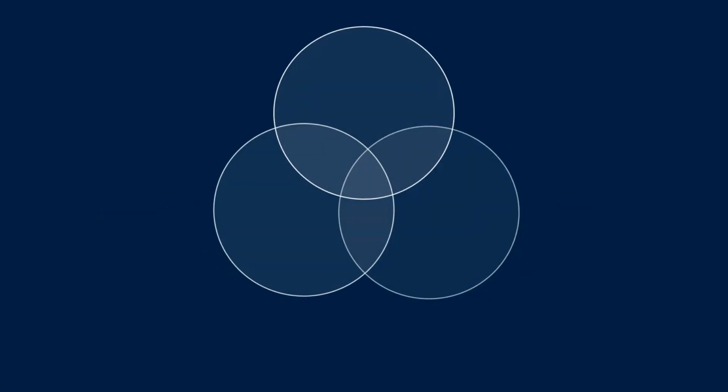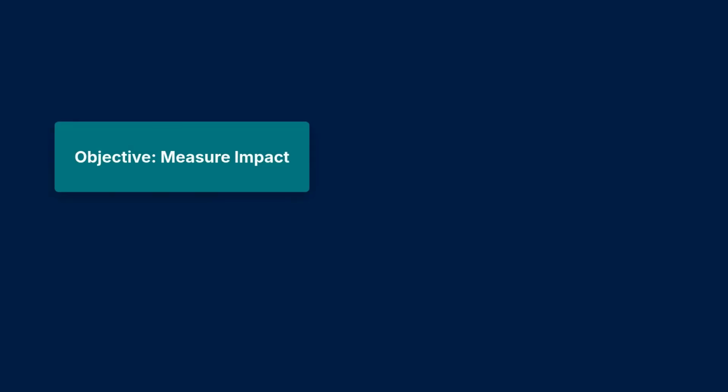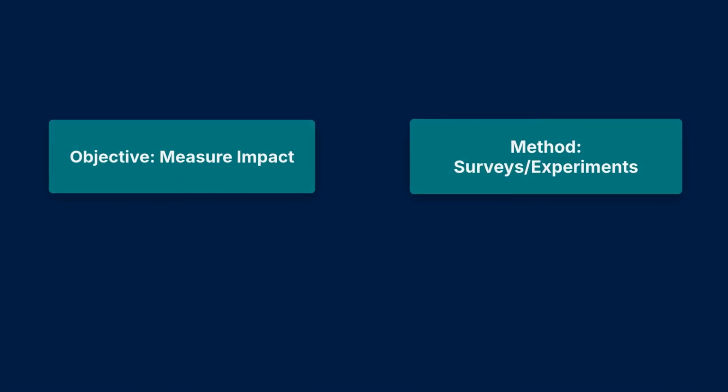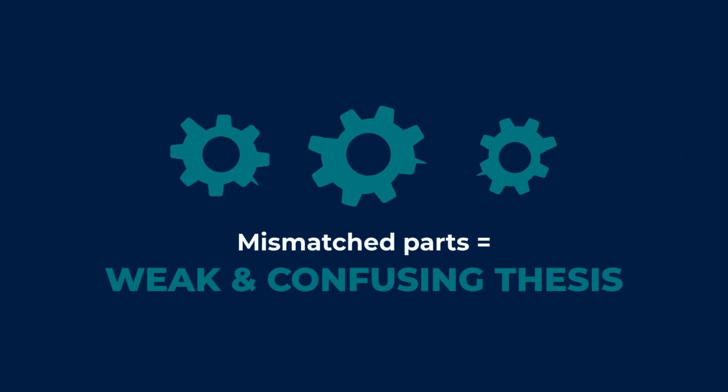At the same time, your objectives, methods, and results must match each other. If your objective is to measure impact, then your method should allow measurement, such as surveys or experiments. If these parts do not match, your thesis will feel weak and confusing.